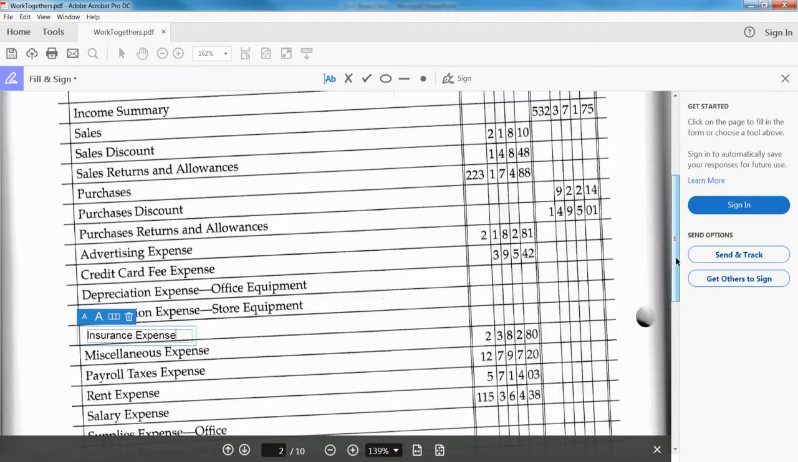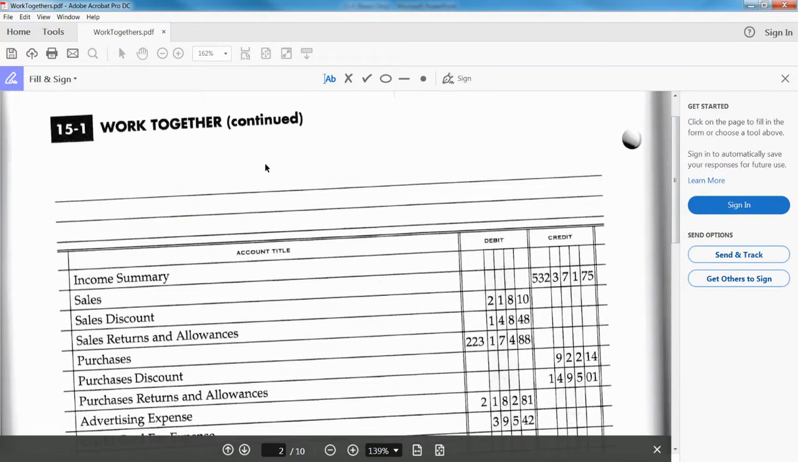The other thing I need is a heading on this page, just like on the other page. So we have Southside Electronics. Sorry about the crookedness of my page, guys. I couldn't fix that. And it is an unadjusted trial balance. And the date is still December 31st, 2020.